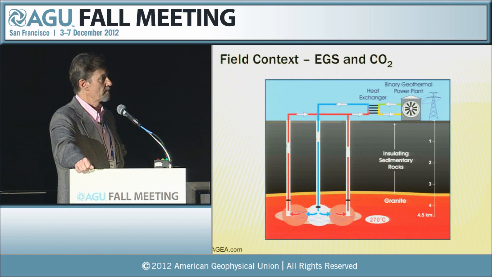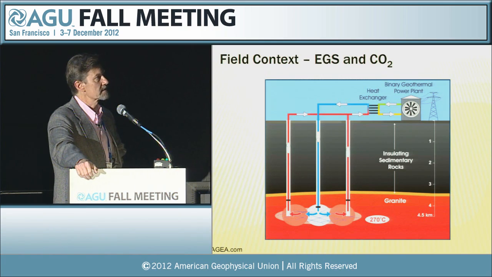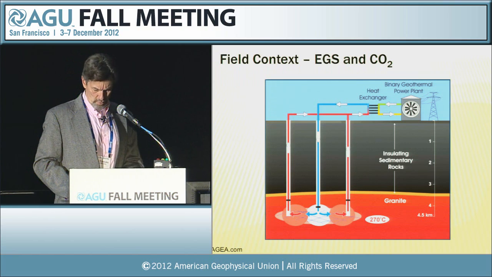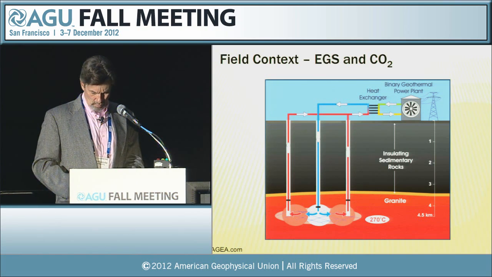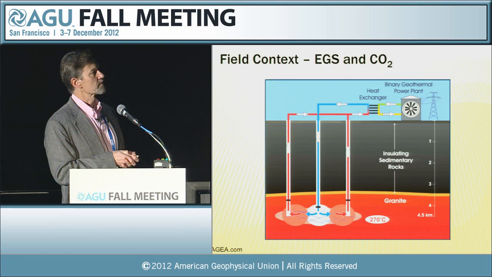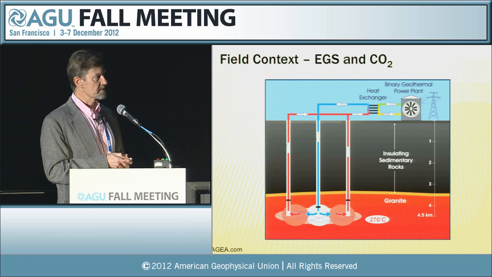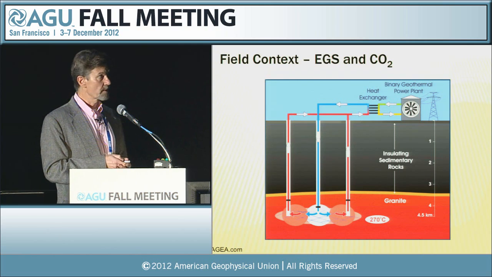This is from the AGEA website. It's an EGS system. CO2 is not explicitly in it, but it serves our purpose. Cold fluid down and the blue, hot fluid out. And one can see that there's going to be fluid movement through the fractures, and our experiments emulate the water rock interactions at the front of the CO2 as it's first coming in.